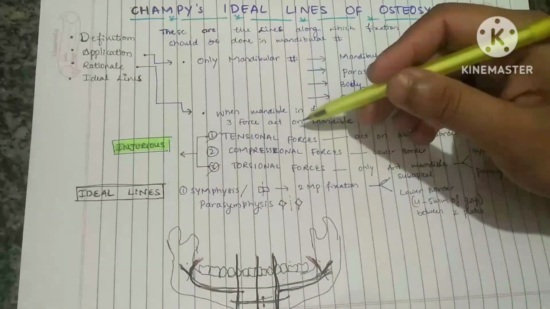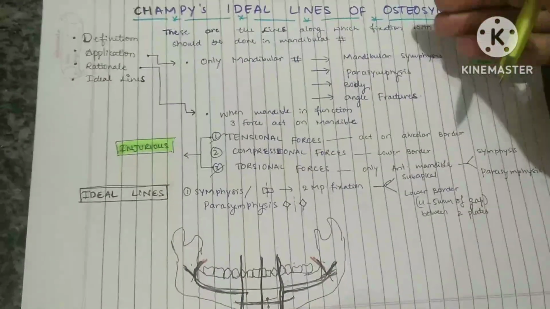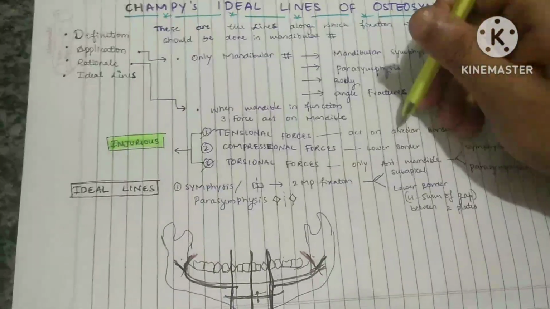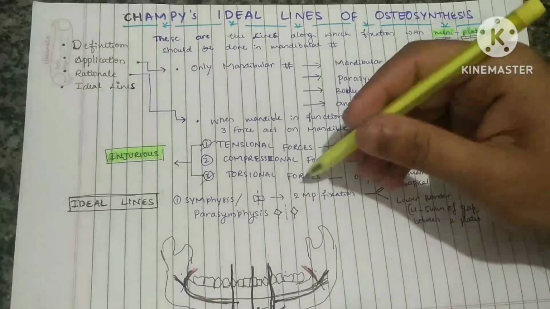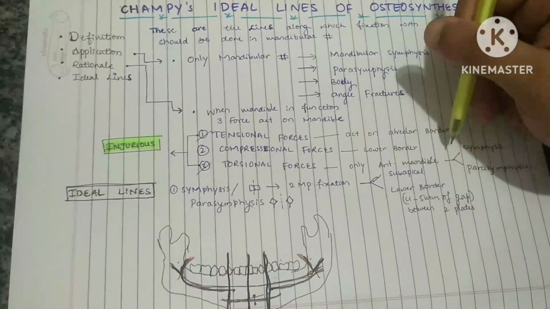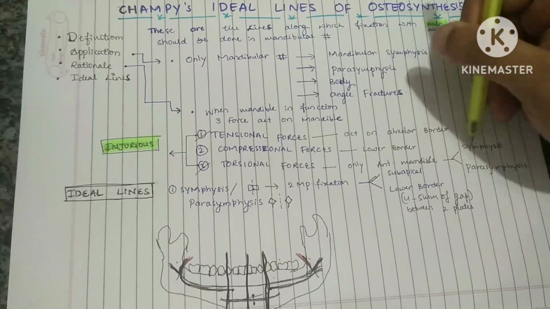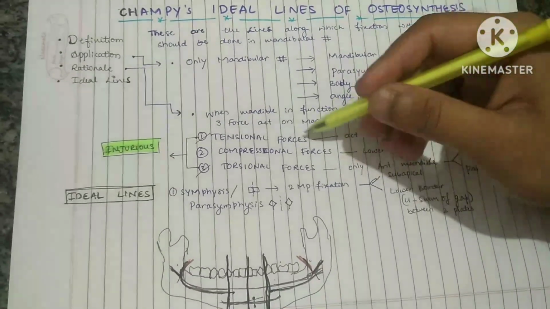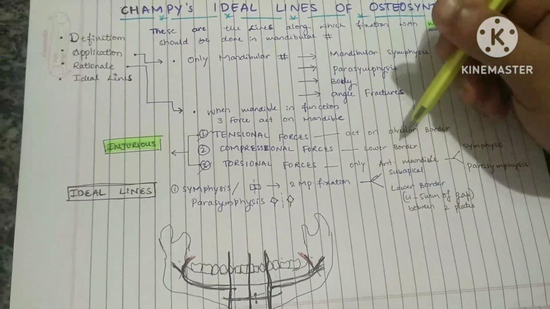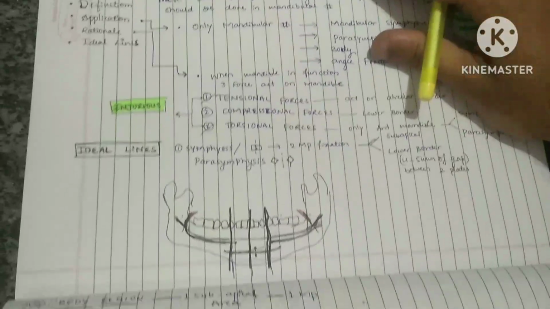Now the tension forces are those acting at the alveolar process. Torsional forces occur at the anterior border of the mandible through the symphysis or parasymphysis region. Compressional forces are those which occur at the lower border of the mandible. Alright.